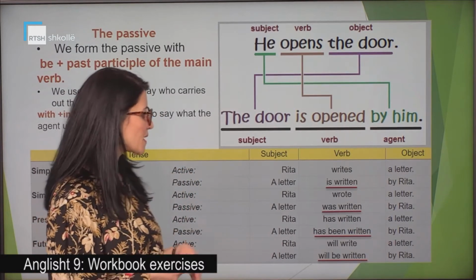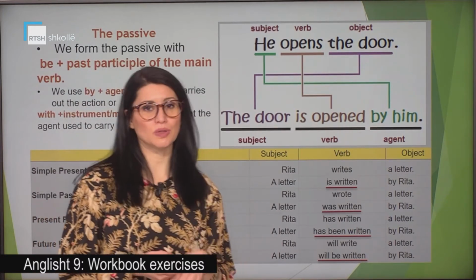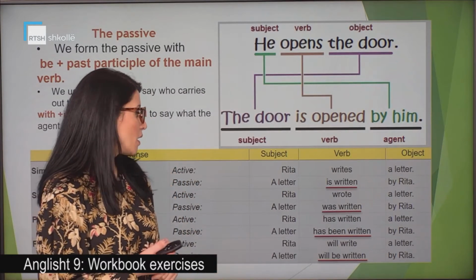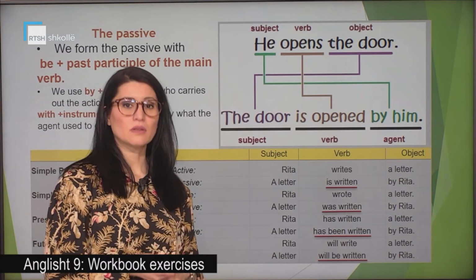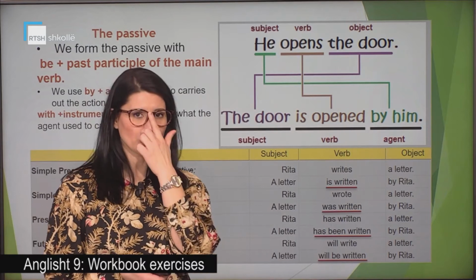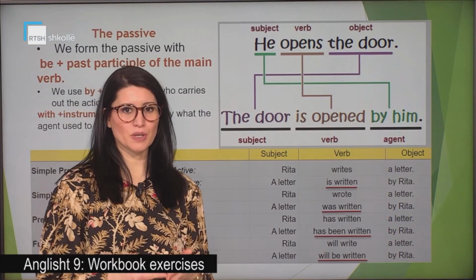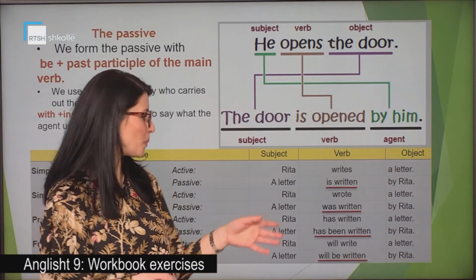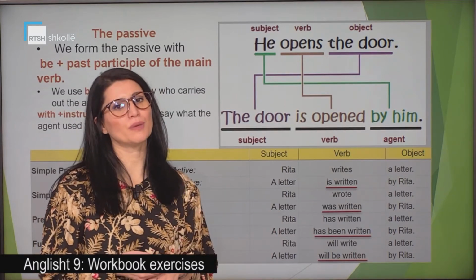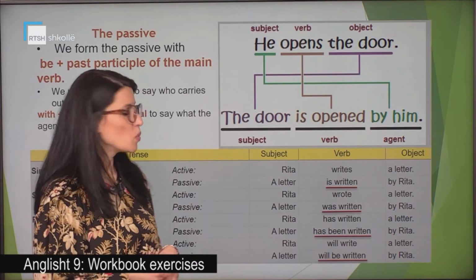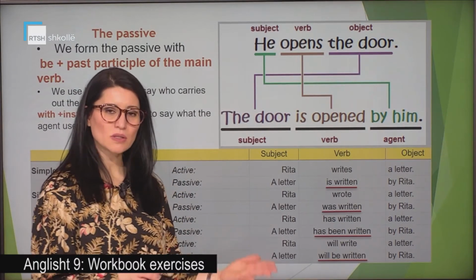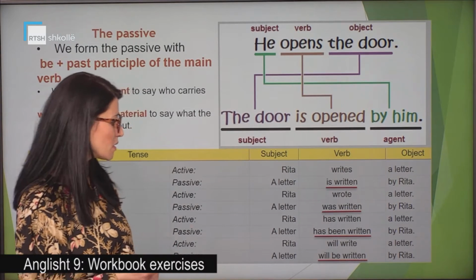Let's go on. The past simple. Rita wrote a letter. A letter was written by Rita. So have a look at the verb. Wrote, was written. The verb to be, was or were, plus past participle of the verb write. We have got the same sentence in four different tenses.